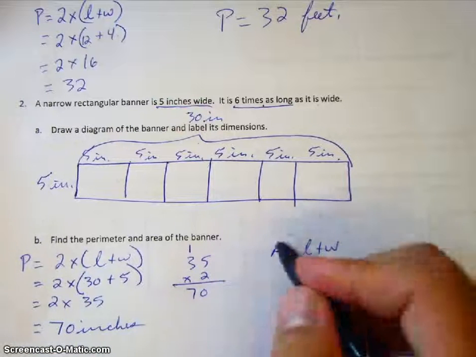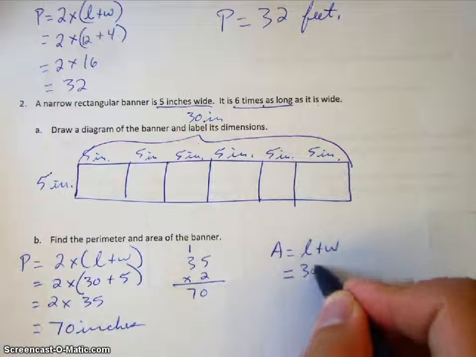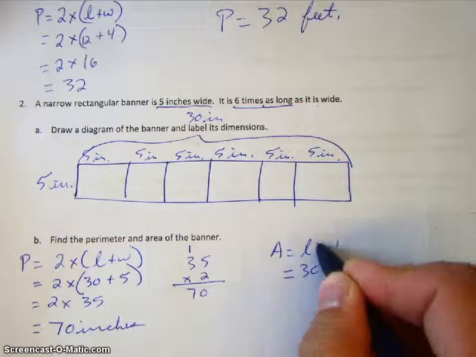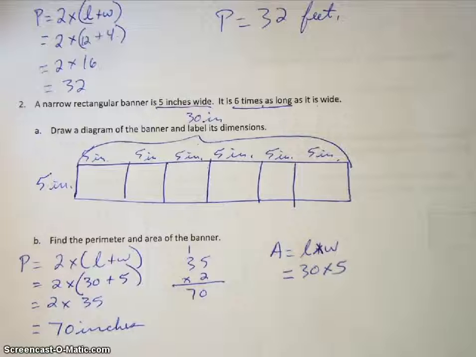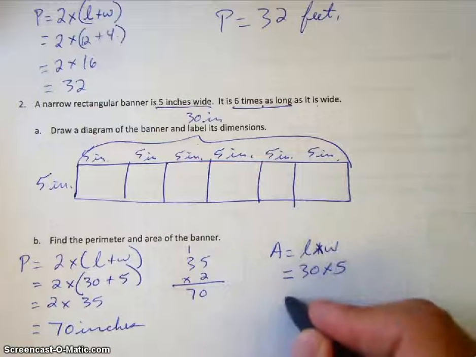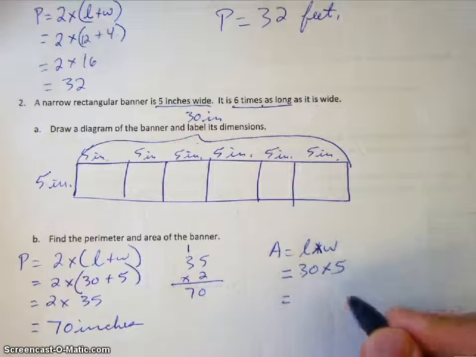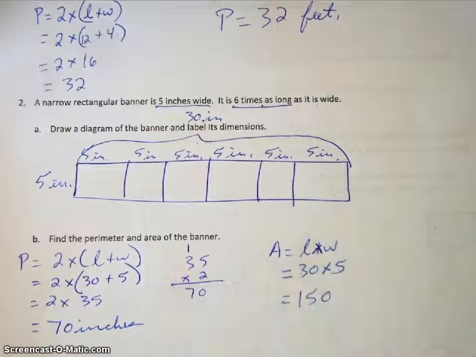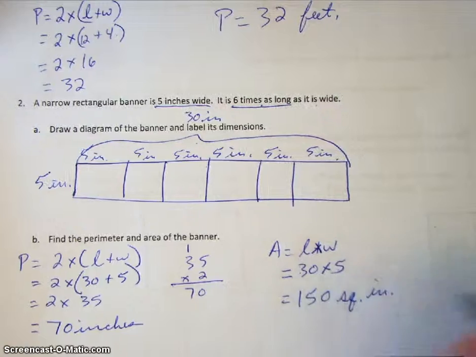Now we come over here to the area. So we know that the length is 30, width is 5, so we're doing 30 times 5. We know that 3 times 5 is 15, so 3 tens times 5 is 15 tens. So the area would then be 150 square inches.